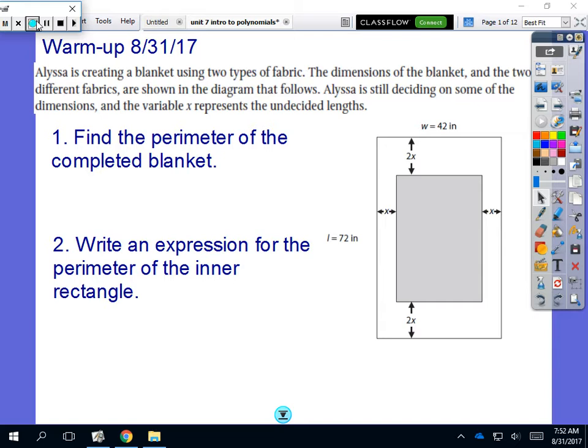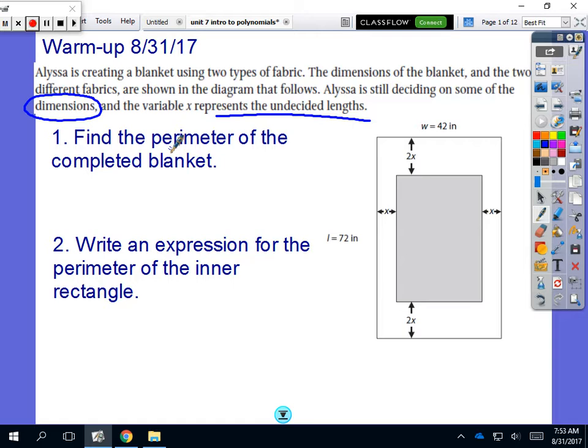So we need to do a little bit of annotation here so we know what we're dealing with. We need to know what x represents, the undecided lengths. She still needs to know what dimensions. Dimensions are your length and width, if you don't know what the word dimensions means. So we need the perimeter, which is the distance around the outside of the completed blanket.